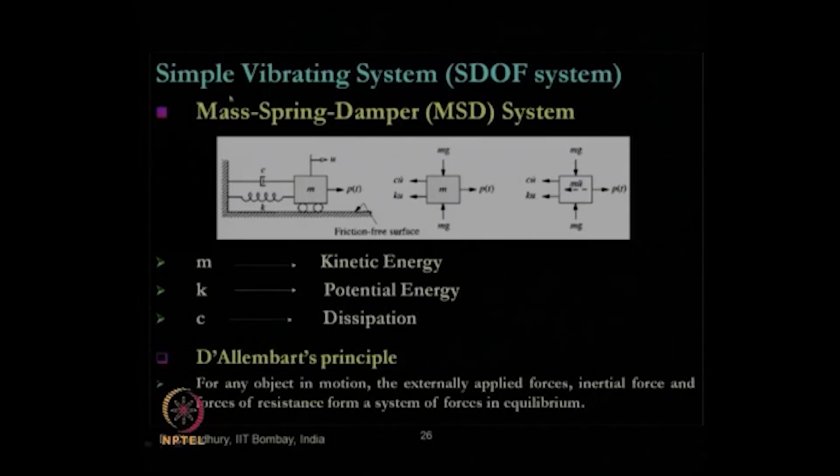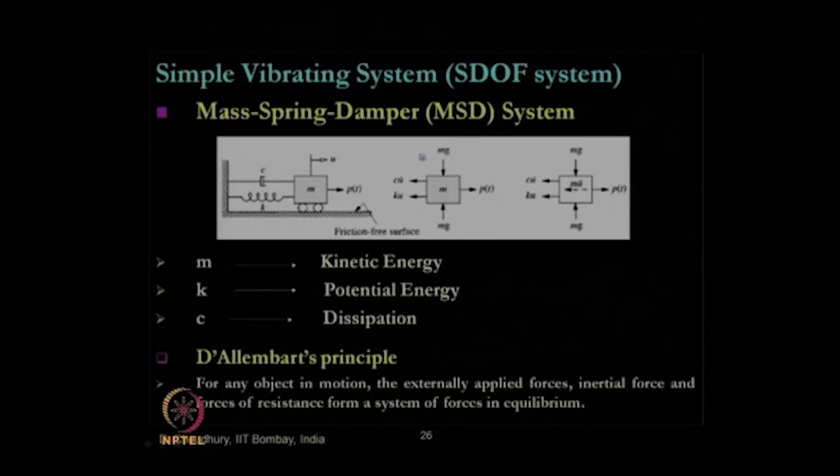Hence, this mass, spring and dashpot create a simple vibrating system of a single degree of freedom system as shown over here. Otherwise, mass and spring also can create a simple vibrating system if we do not consider any loss of energy. Now, what is D'Alembert's principle?